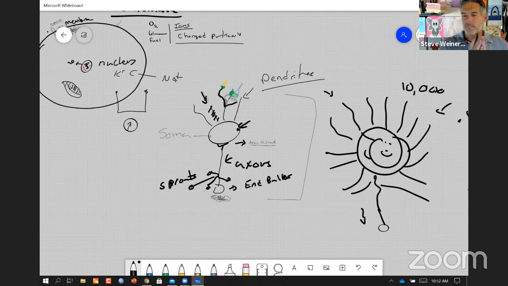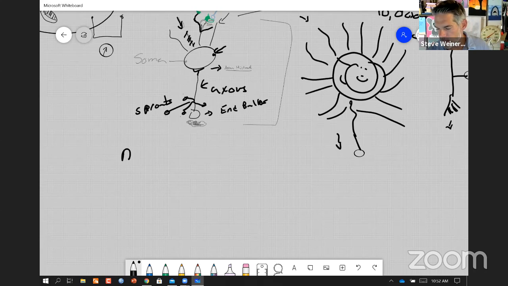Okay, so Zen moment here. We have 86 billion of these. Most neurons talk to other neurons. The input comes from other neurons. The output goes to other neurons. And they form what we really like to call a neural network.